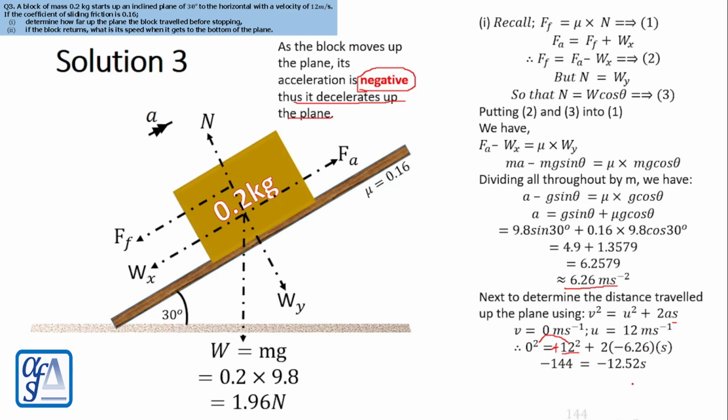So to get s, s equals 144 divided by 12.52, which gives us 11.5. That's the displacement of the body up the plane, the maximum displacement the body gets to on the plane before it slides back down. So now we've gotten s, the first thing we had to solve in the question.